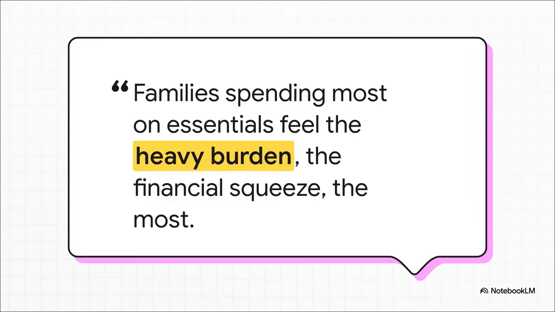And this isn't just some abstract economic theory, right? This has a very, very real impact on people. It means that families who spend most of their income on the absolute essentials, we're talking food, housing, utilities, they're the ones who feel that financial squeeze the most. I mean, cheaper electronics are great, but they don't help much when a huge chunk of your paycheck is just trying to keep up with the rising cost of the basics.